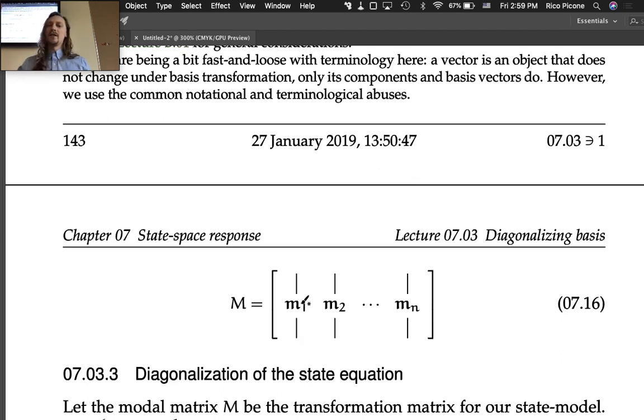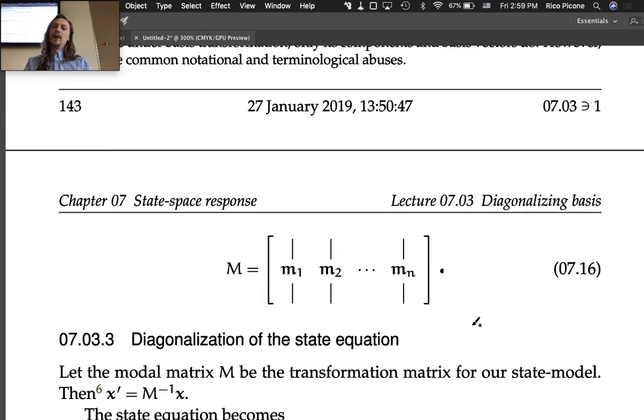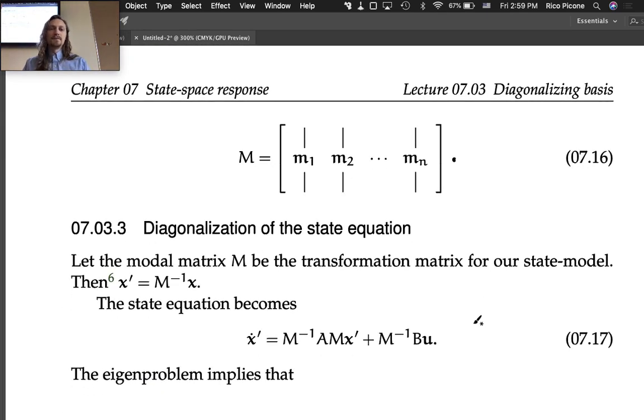They're column vectors that comprise each column of the modal matrix M. Sometimes we also call the modal matrix the eigenvector matrix because it's just composed of eigenvectors. But modal matrix is the more common term. So we're going to use lambda, the eigenvalue matrix, and M, the eigenvector matrix, or the modal matrix, in the diagonalization of the state equation. Okay, so let's do that.